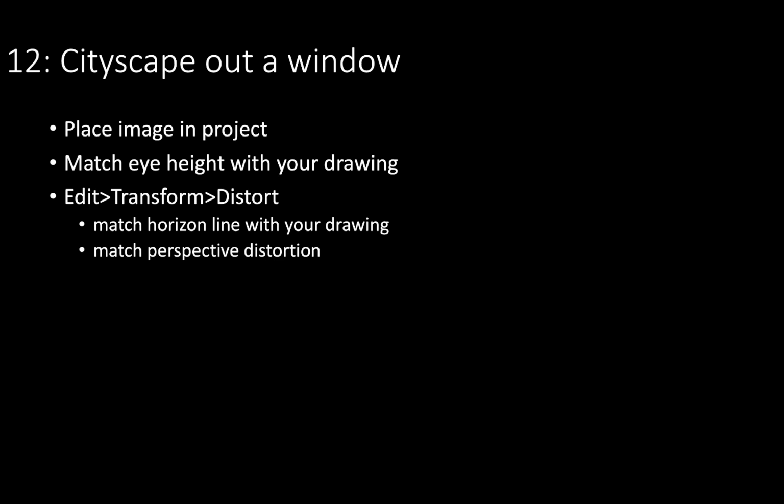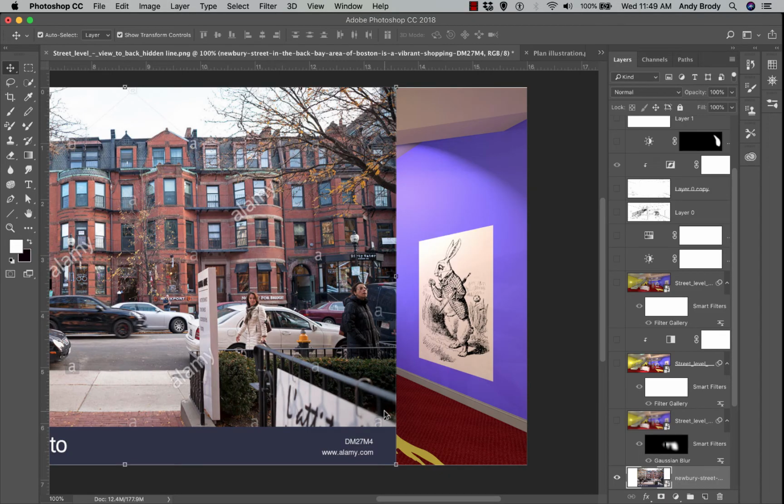All right, the next technique is one that people commonly do, but is to put a cityscape outside of your window. Of course, get an image, first of all, that is situationally appropriate, correct street, the correct time of day. And then you're going to want to match the eye height of the photographer with your eye height in the drawing. And you're going to want to make sure that the perspective matches as well. So here's a view of Newbury Street that I downloaded, and I think I'm going to make it appear as if this was a window instead of just a view of the White Rabbit.